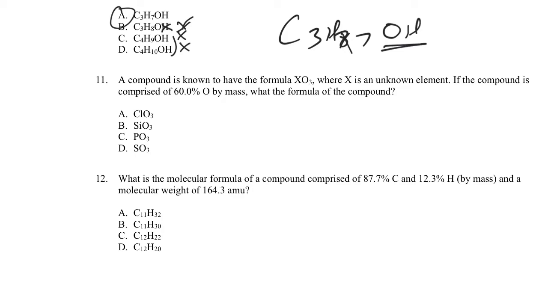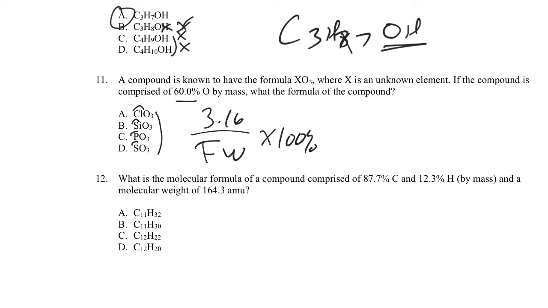A compound is known to have a formula of XO3, where X is an unknown element. If the compound is comprised of 60.0% by mass of oxygen, what is the formula of the compound? Okay, so what this problem is trying to get us to figure out is what the X is. Now we had a few possibilities. You could just figure out the atomic weights of each of these and see which one has 60% O. I think that's a longer way. That's not really using a whole lot of strategy per se, but what you might think is if I do 3 times 16 divided by the formula weight of this compound times 100%, that should equal 60.0%.